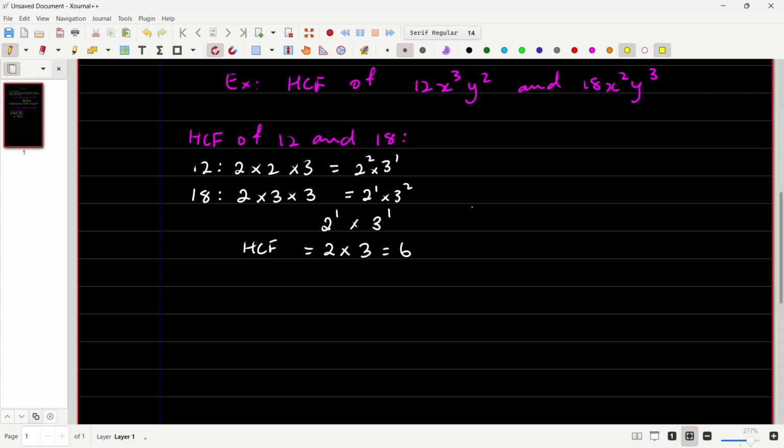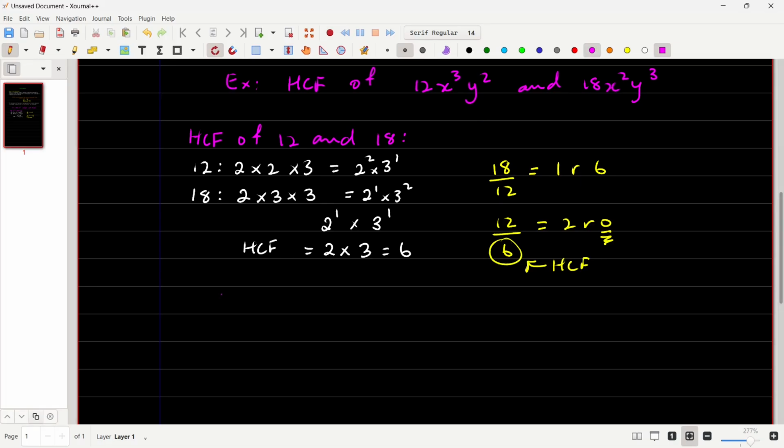And then we can also do it like this, where we take 18 divided by 12, and we will get 1 remainder 6, and then we take 12 divided by 6, and we get 2 remainder 0. And since we get this remainder 0, it means 6 is the HCF. Right? So we know that HCF is 6 so far.